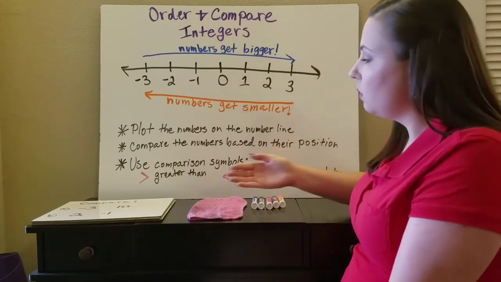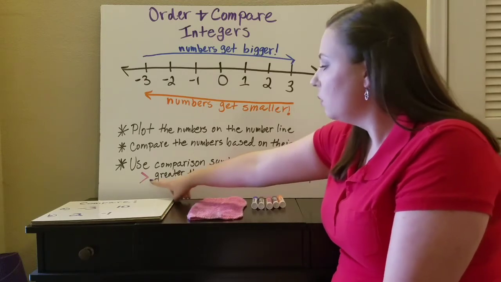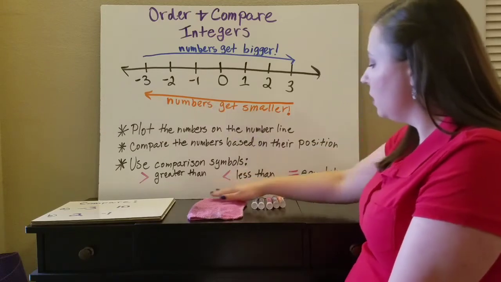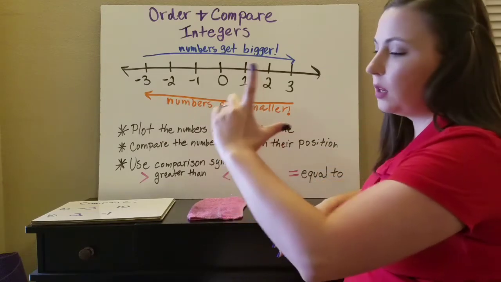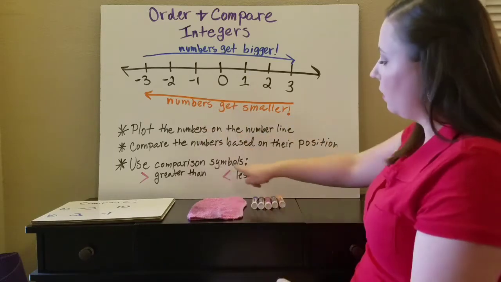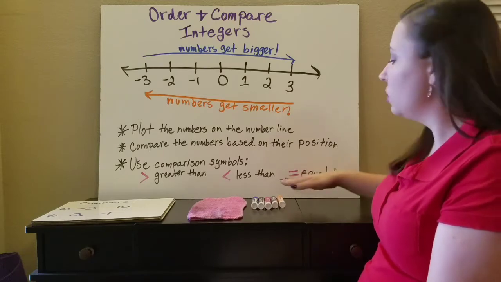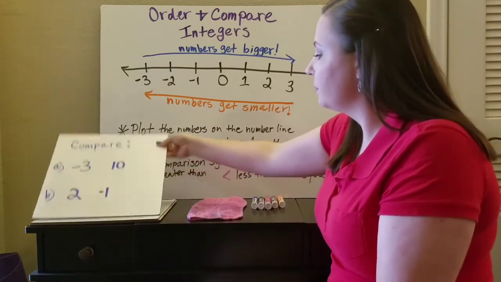And then you're going to use comparison symbols. Remember, you have greater than, which looks like the alligator opening its mouth this way. Then you have less than. You can remember less than because it looks like a little L. And then our last one is equal to, and that's just the equal sign. So let's try an example.